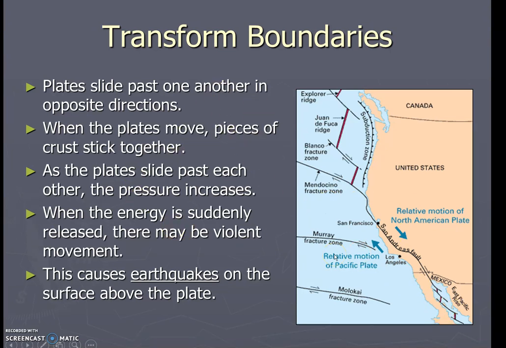This is where most likely the biggest earthquakes on Earth will occur, because as the plates move, pieces of the crust stick. As the plates slide past each other, pressure can increase. And as the pressure increases, they suddenly slide past each other, and there's often a violent movement. This causes earthquakes on the surface above the plate.